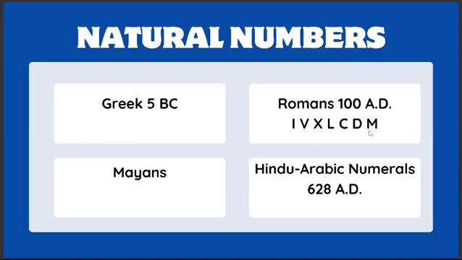These symbols are very common in today's world also. We use Roman numerals. For example, one is denoted by I. The Roman numeral V denotes 5. Roman numeral X denotes 10, and so on.